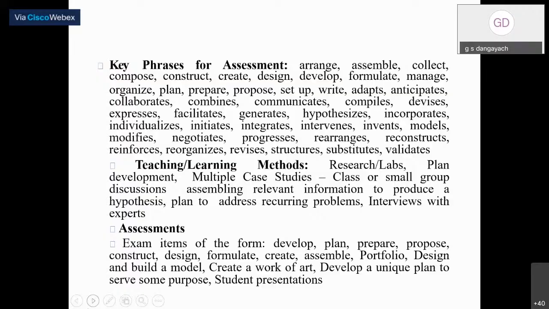And methods for this may be research lab, development, case studies, small group discussion, interview with experts. So these are the methods by which we can judge the synthesis level, or how good a student is at this. Assessment may take different forms. We can create a work or project, a small project, a mini project.